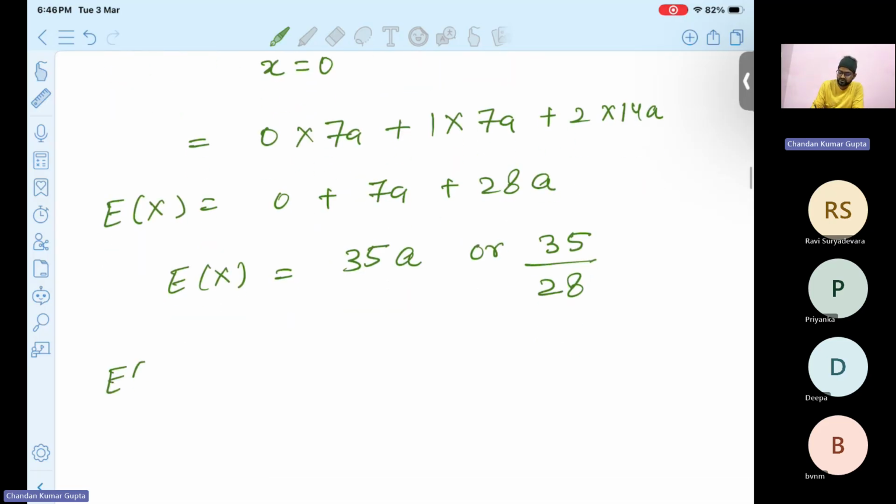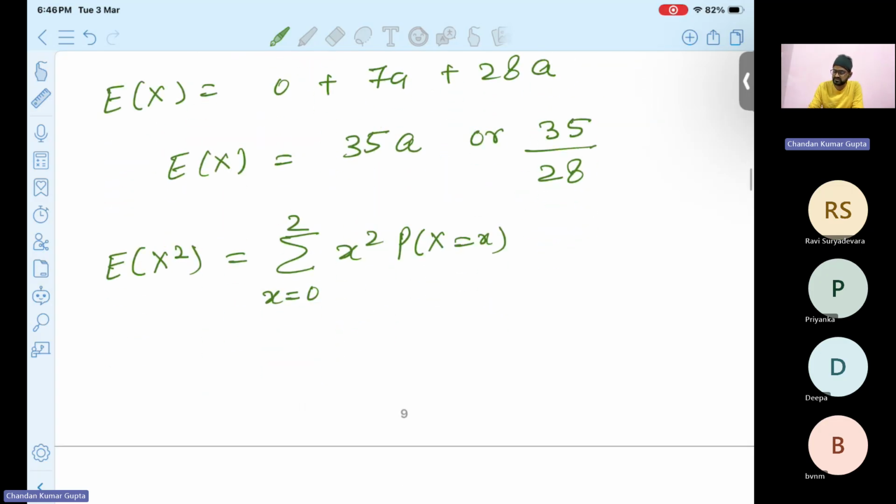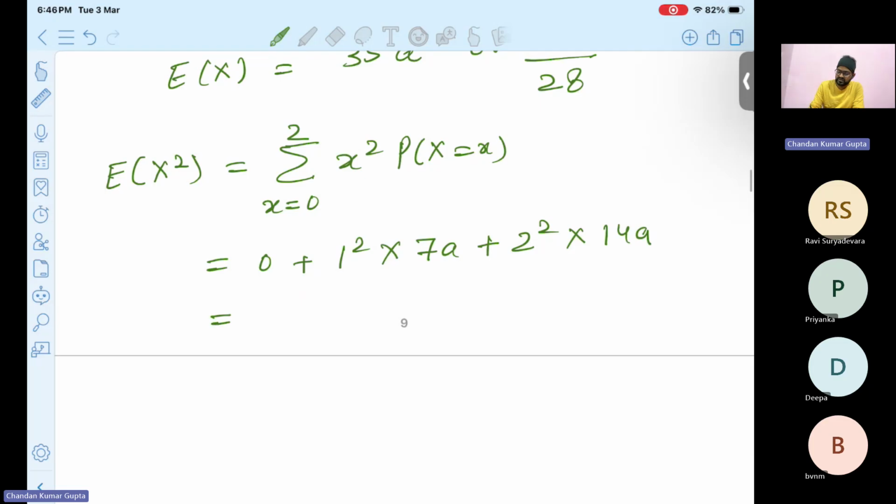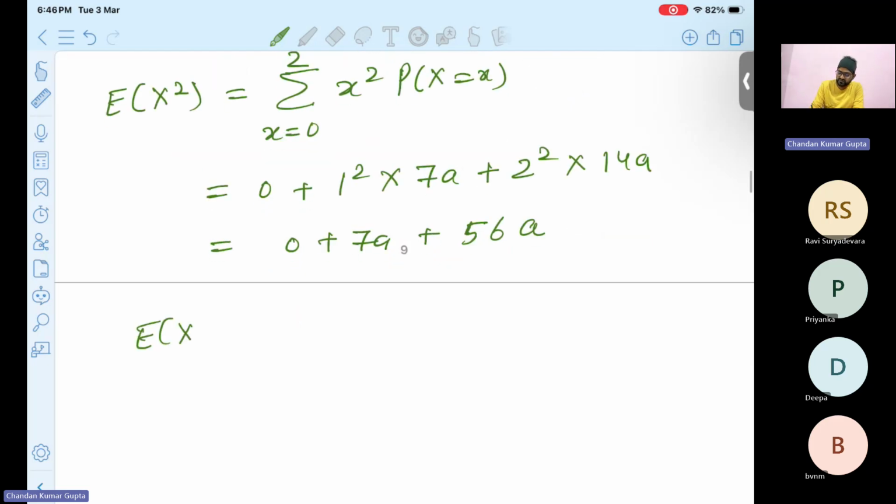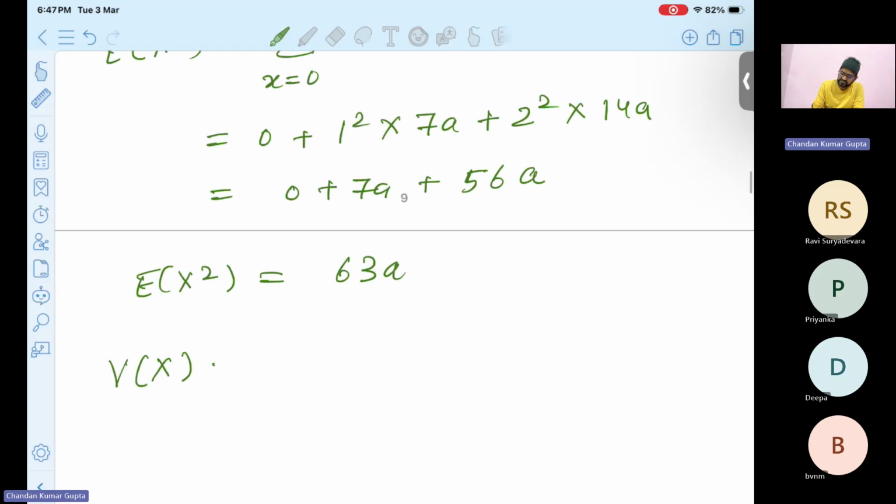Now we need to calculate the expectation of X squared as well, which is the summation over x from 0 to 2 of x squared times the probability that X equals x. So it's 0 squared times something, which is 0, plus 1 squared times 7a plus 2 squared times 14a. That comes out to be 0 plus 7a plus 56a, so the expectation of X squared is 63a.